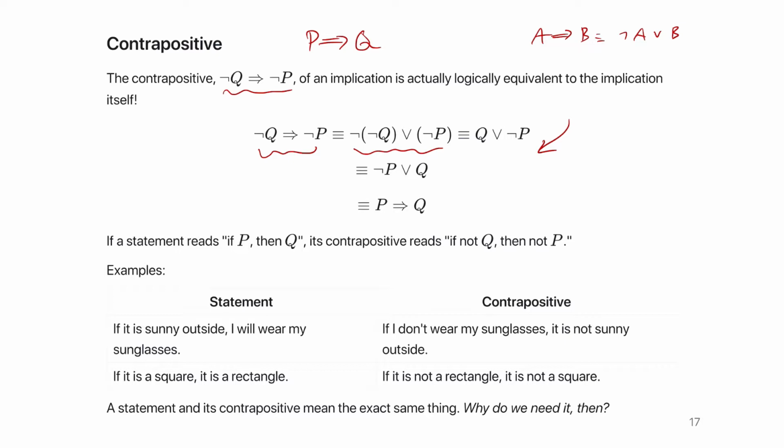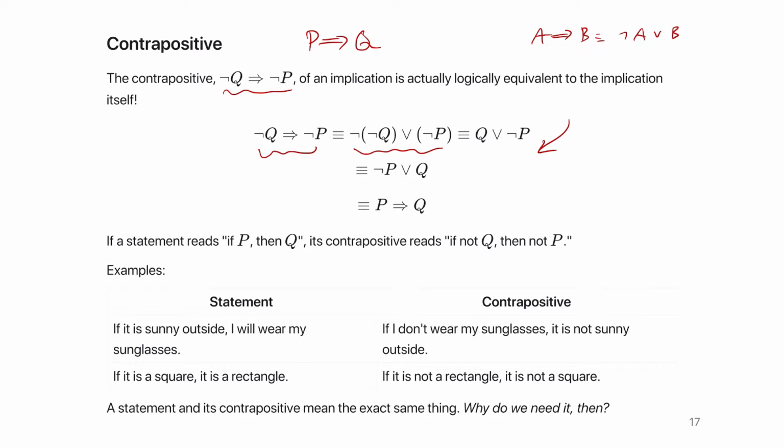Okay, and so what really helps illustrate this is looking at examples in English. So for example, if the statement is, if it is sunny outside, I will wear my sunglasses. The contrapositive is, if I'm not wearing my sunglasses, it's not sunny outside. Because whenever it is sunny, I'll wear my sunglasses. So if I'm not wearing my sunglasses, it's not sunny. Is that clear? Those two sentences say the same thing.